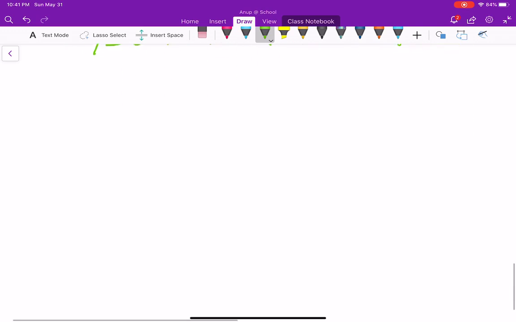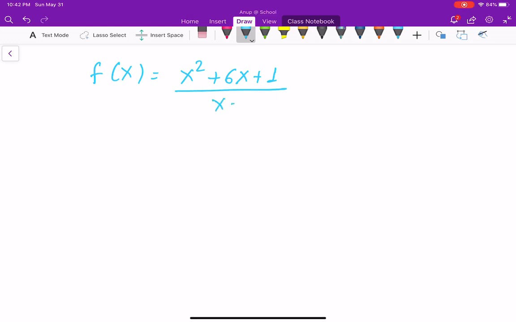Okay, let's take one more example. Let's assume we have a function f of x equal to x squared plus 6x plus 1 divided by x minus 5. What is happening here? The degree of the numerator polynomial is 2 and the degree of the denominator polynomial is 1. So 2 is greater than 1. In that case, the degree of the numerator is greater than the degree of the denominator. So then we have no horizontal asymptote. So we write down no horizontal asymptote.